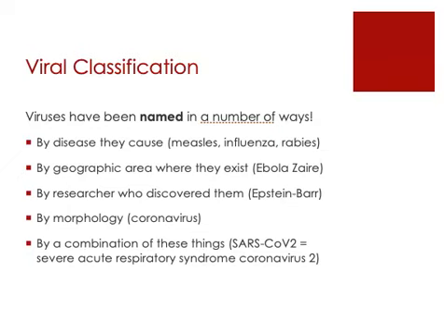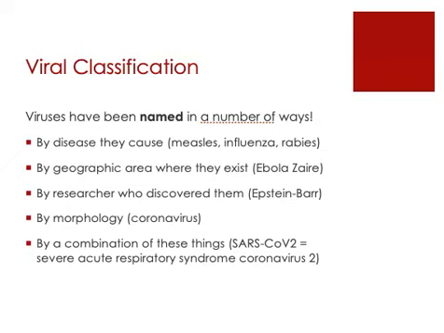For example, there's a virus called Ebola Zaire. Some viruses have been given the name of the researcher who discovered them, like the Epstein-Barr virus. Some viruses are named by their particular shape or morphology. The coronavirus is an example of that.